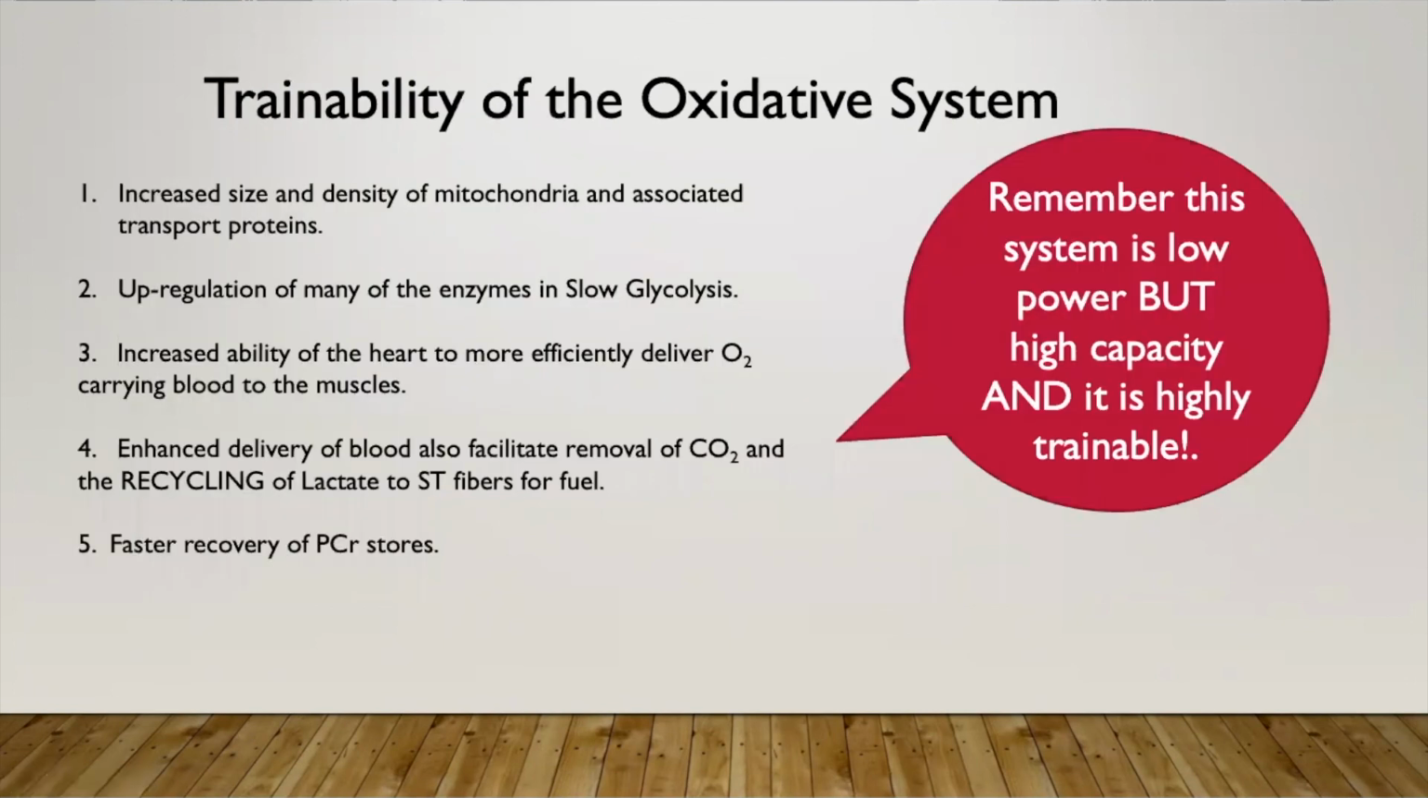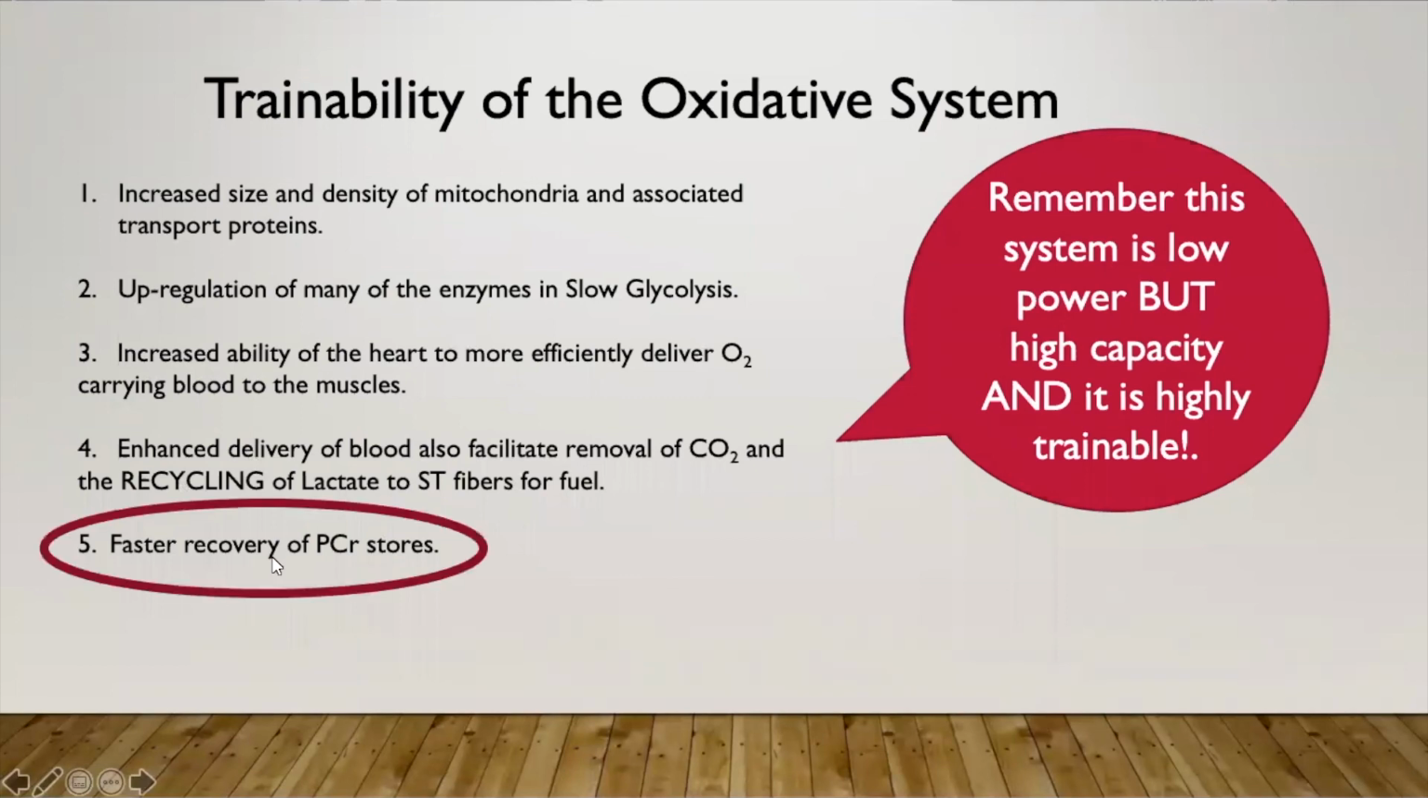So to recap, that trainability of that oxidative system is excellent. You can upregulate the enzymes. You can increase the size and the density of the mitochondria. Remember, that's where the action is taking place. You can increase the ability of the heart to move oxygen delivery more efficiently. You can increase the delivery of blood and the removal of CO2. And you can get lactate around to cells that can remove it. And you have faster recovery of the PC stores.